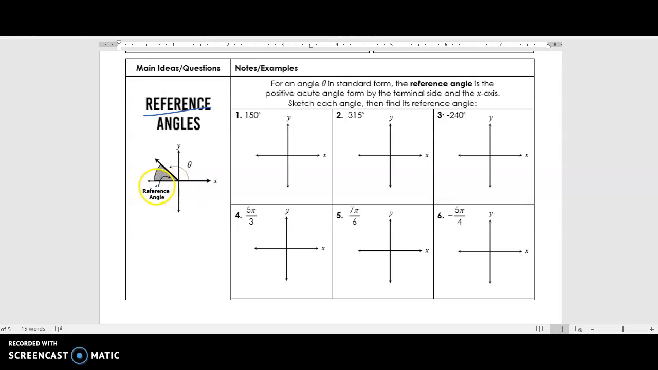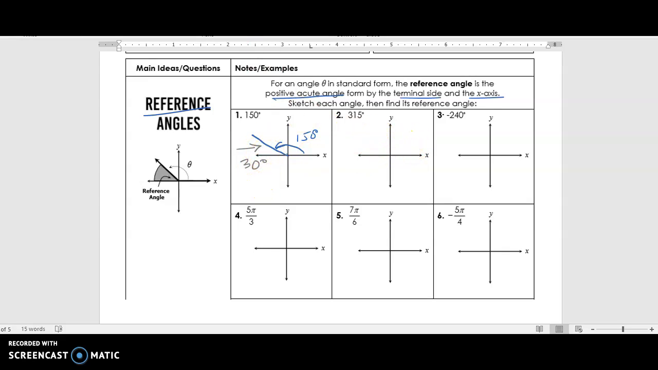Reference angles are the ones that are attached to the x-axis, and they are the acute angles. They are the positive acute angle between the terminal side and the x-axis. So if I say 150 degrees, normally 150 from the counterclockwise, positive direction would be somewhat like this. So this is 150 degrees, but this is 30 degrees, which is the reference angle. That's how you say it.